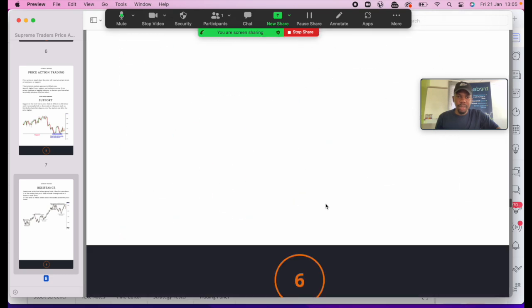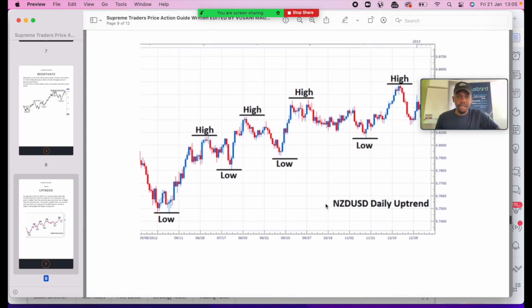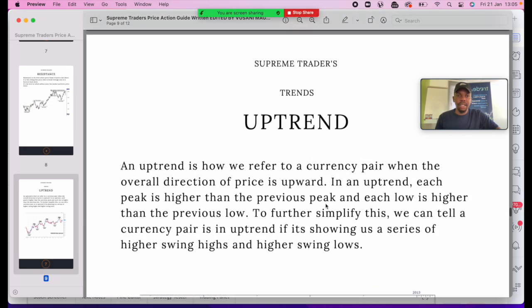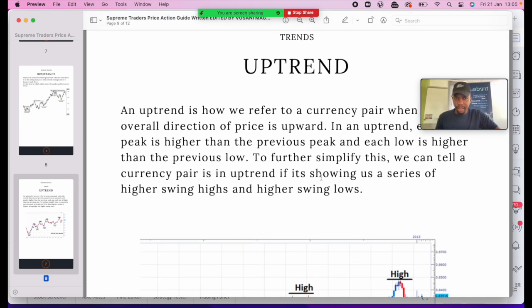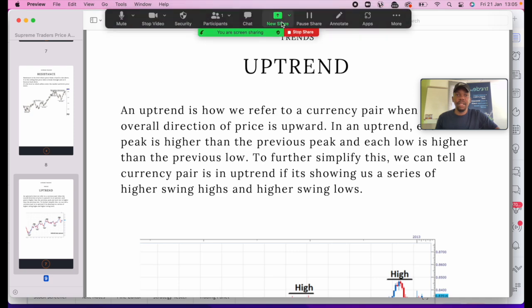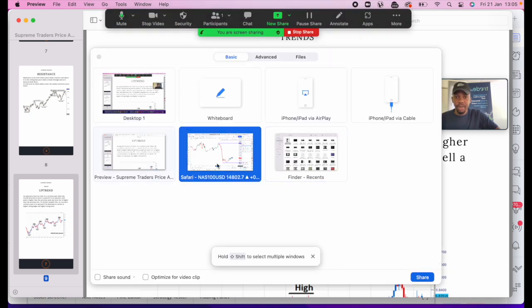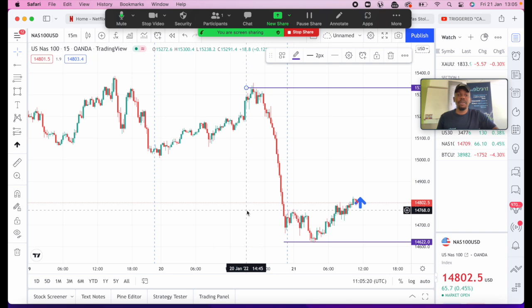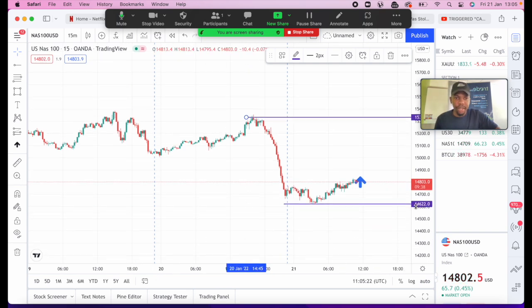We talked about support and resistance. We're flying now. We're going to talk about trends. When it comes to trends, there are two types: the uptrend and the downtrend. And you need to understand what's going on in the market, and the trend is one way of finding out what's going on.